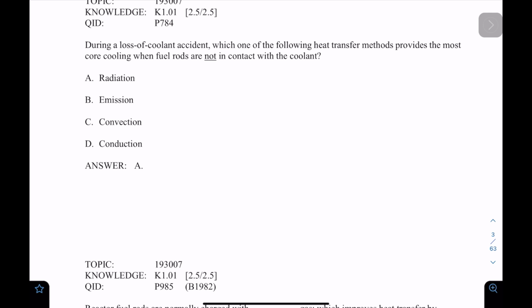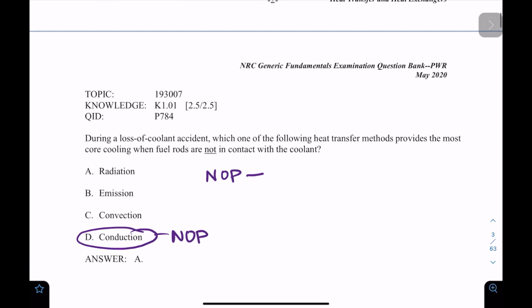So when we are talking about normal operations, we already figured out and determined that the heat transfer medium is going to be conduction, right? So conduction during normal operations, because we already determined that from here, right?